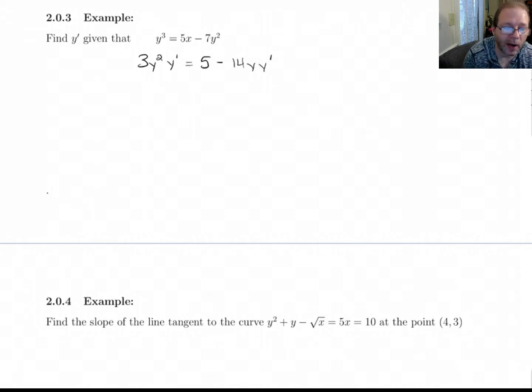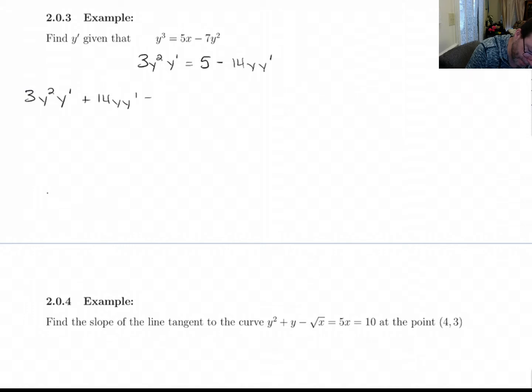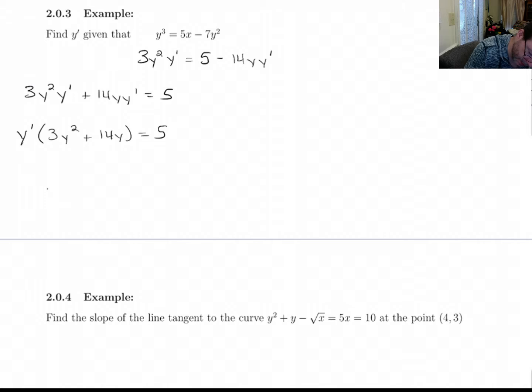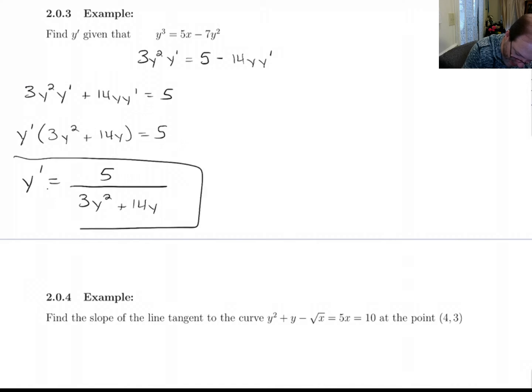So now I've got to solve this for y prime. So I'll collect my y prime terms on one side. Factor out y prime. And then solve. So we get y prime is 5 over 3y squared plus 14y, and that's my derivative. Kind of interesting that it doesn't have any x's in it at all. But that's my derivative.